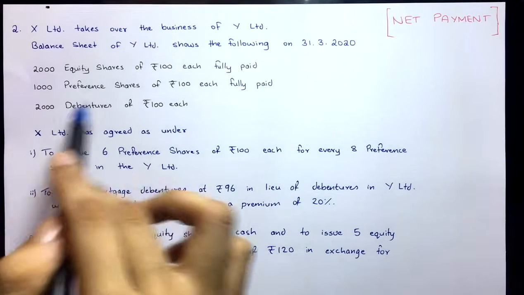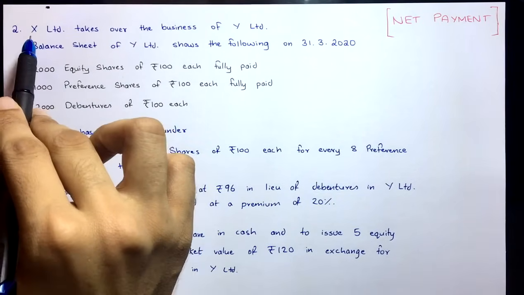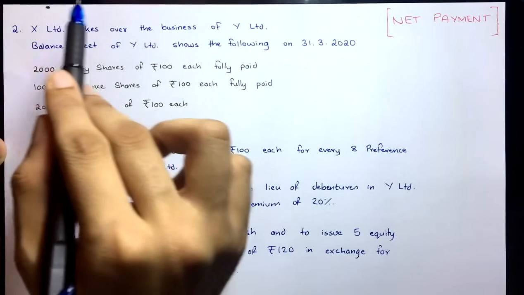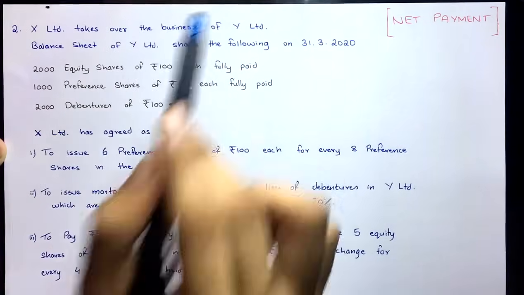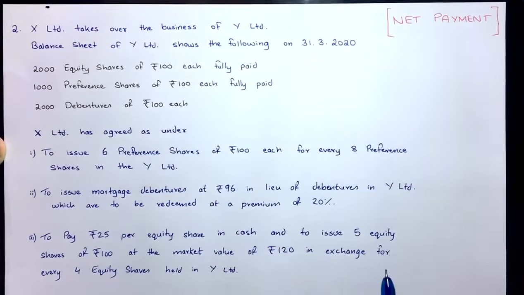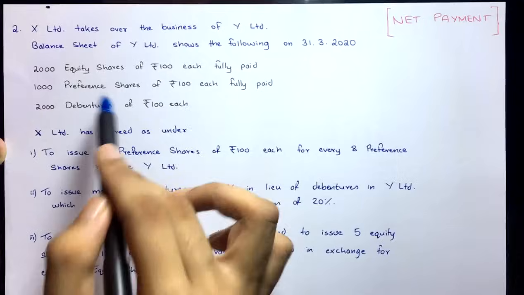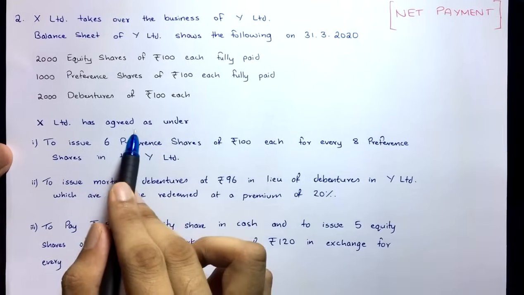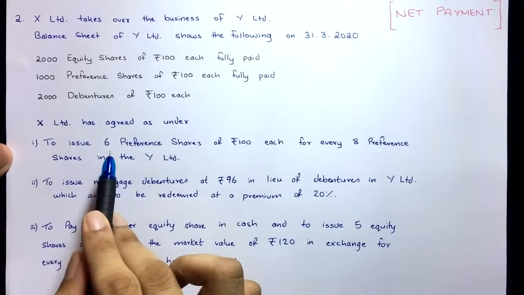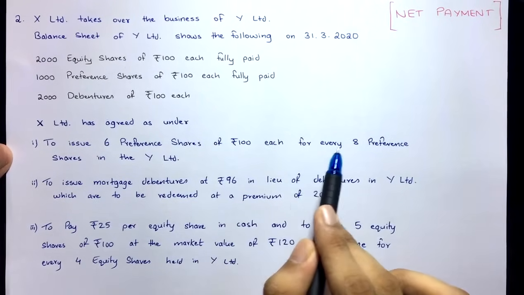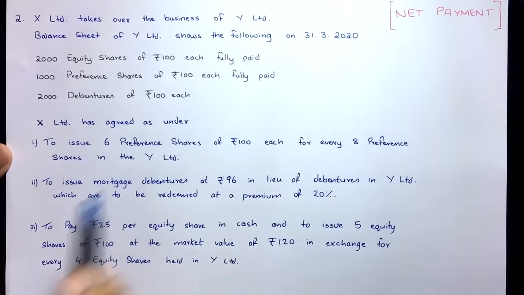Fine. Balance sheet extract, and then they have said that X Limited has taken over the Y Limited. So now X Limited will pay the purchase consideration to the owners of Y Limited. Now, who are the owners of Y Limited? The equity shareholders and the preference shareholders, right? Then X Limited has agreed as under to issue 6 preference shares of rupees 100 each for every 8 preference shares in the Y Limited.